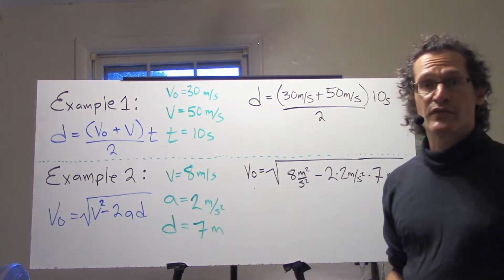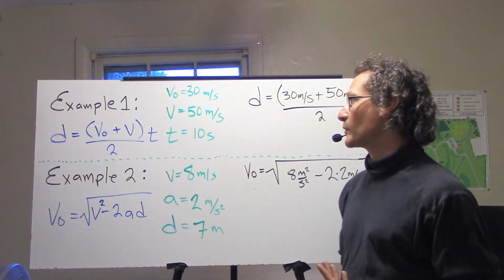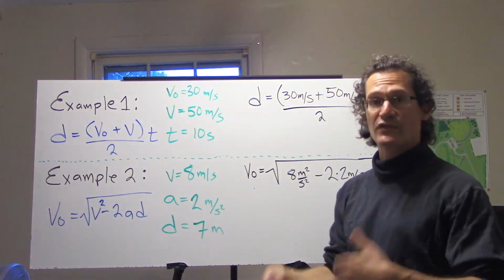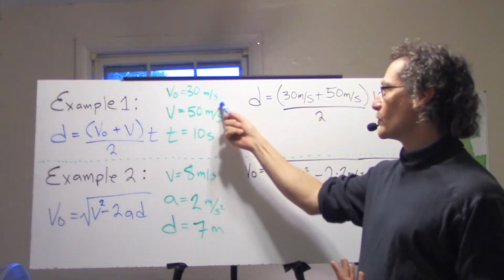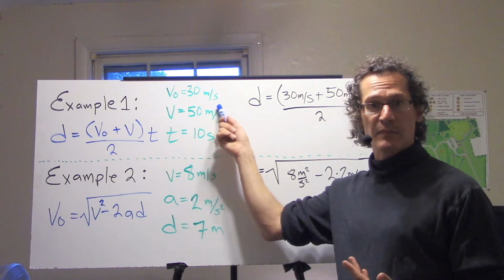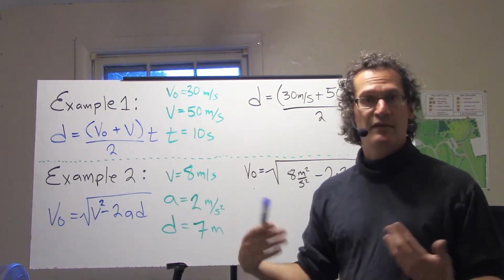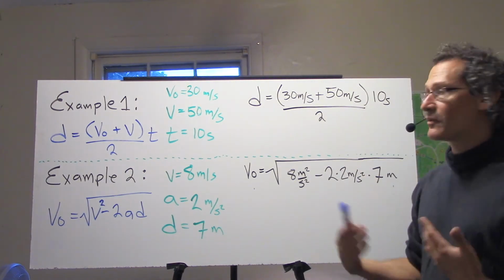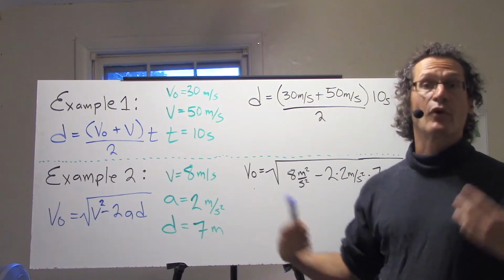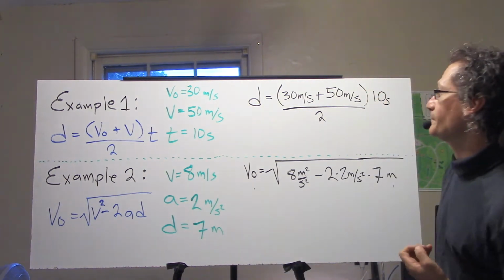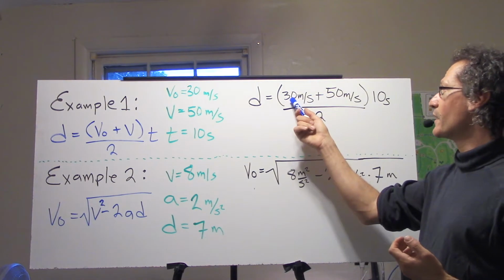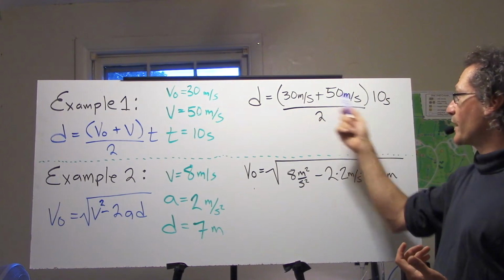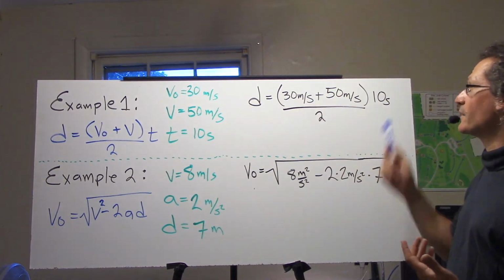There are some values that have been provided to evaluate the expression. We have v naught equal to 30 meters per second. Notice the units, we're going to stay in this MKS system, meters per second. v equals 50 meters per second, t equals 10 seconds. So I've written the equation up here with the values plugged in, and we're going to use PEMDAS to evaluate this. d equals 30 meters per second plus 50 meters per second in parentheses, divided by 2, times 10 seconds.